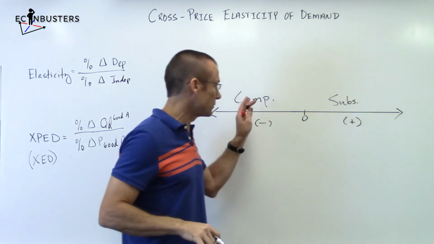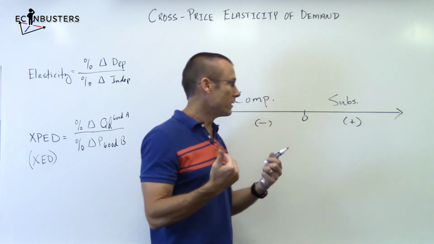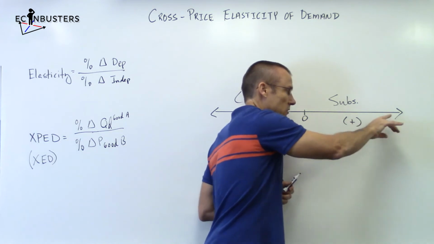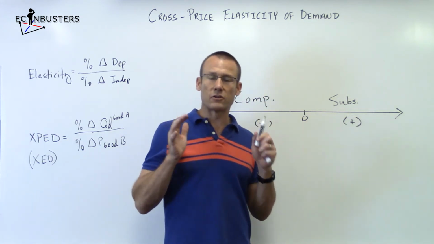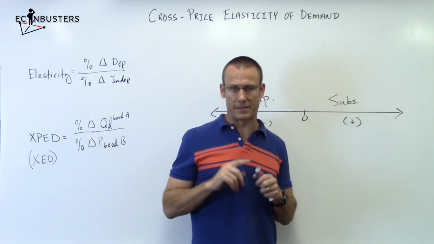Same logic for substitutes as complements. We get a number like a positive 0.01. They're substitutes, but barely at all. As that number gets larger and larger, the degree to which they are substitute goods, in which we buy one instead of the other, is just increasing.